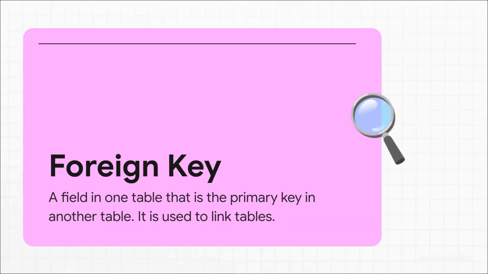This is the job of the foreign key. You can think of it like a diplomatic passport. It's a field that lives in one table, but it's actually the primary key in another table. And this connection is everything. It's how we link a customer to their orders or a student to the classes they're taking.